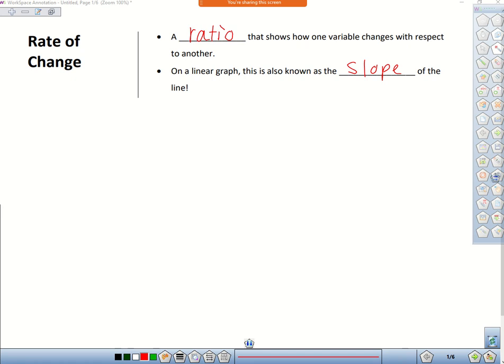Unit 3, Lesson 5, which is linear relationships and rate of change. So, first bit you're going to fill in here today. A ratio is what shows how one variable changes with respect to another. So we call it a ratio. And on a linear graph, this is also known as the slope of a line. Okay? This is known as the slope of a line. So go ahead and write that down.